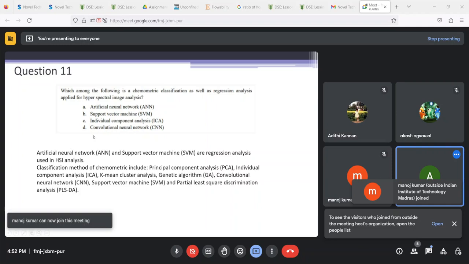When you compare these both, only support vector machine has the ability for both regression analysis as well as classification. The rest of those are specialized for only one function. So the answer is option B here, support vector machine. More about this is given in the lecture videos as well, but this is not something that needs to be known on a detailed basis.